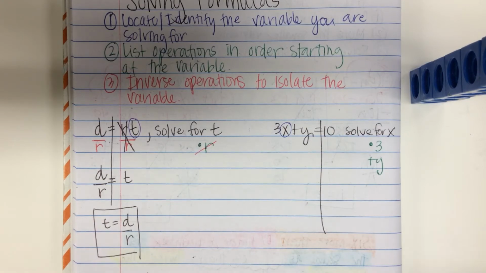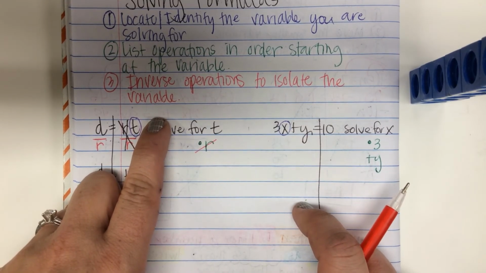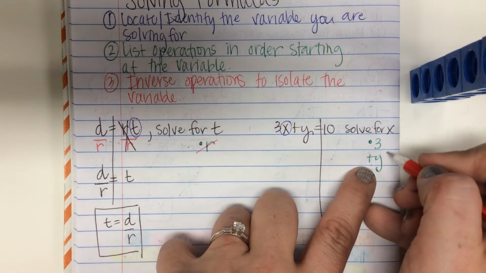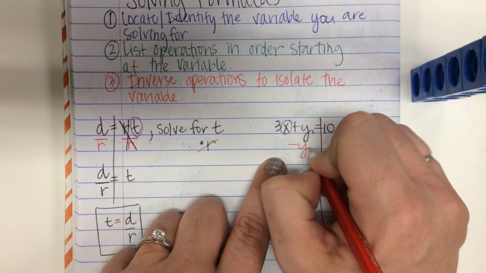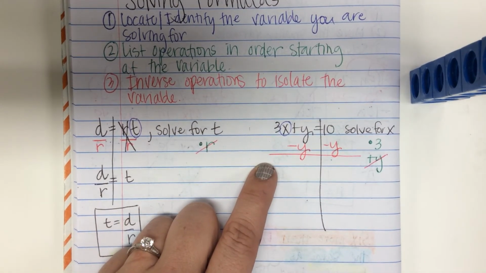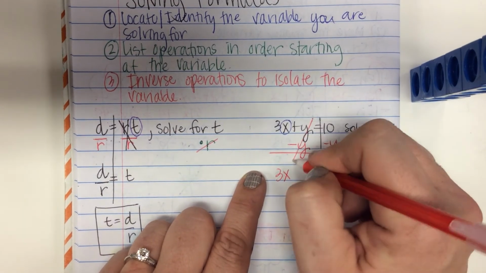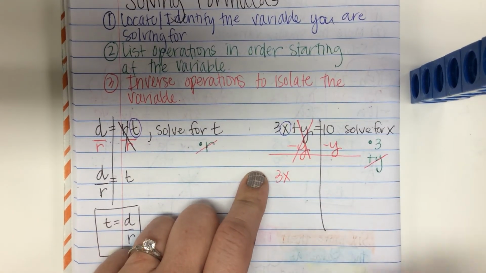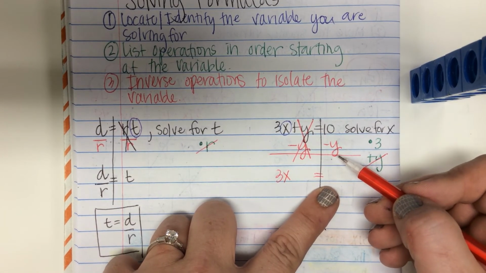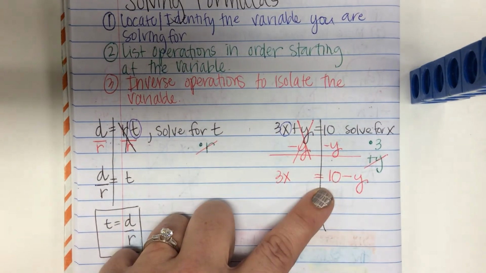Second step, inverse operations to isolate the variable. So starting at the bottom, what's the opposite of plus y? Minus y. So I'm going to minus y. On the left side, I have 3x, and these disappear, equals, do you know what 10 minus y is? No, so write 10 minus y.